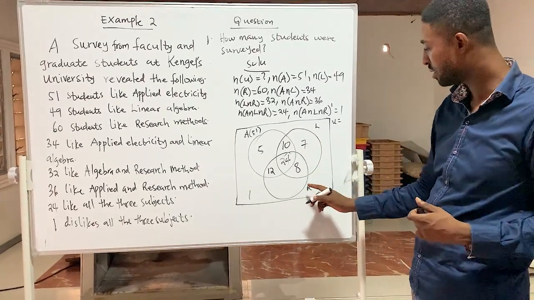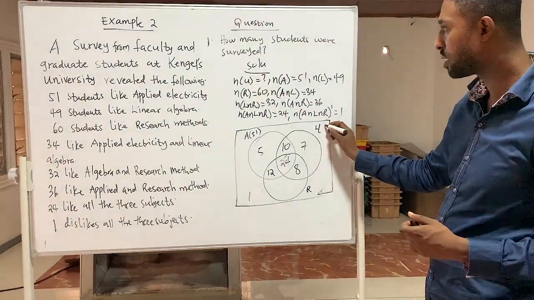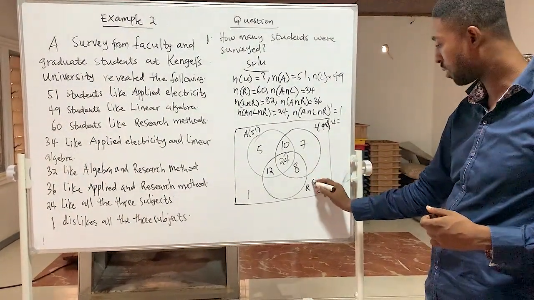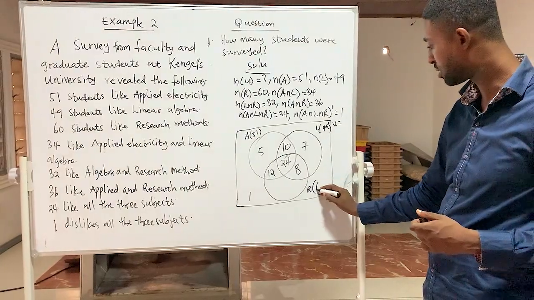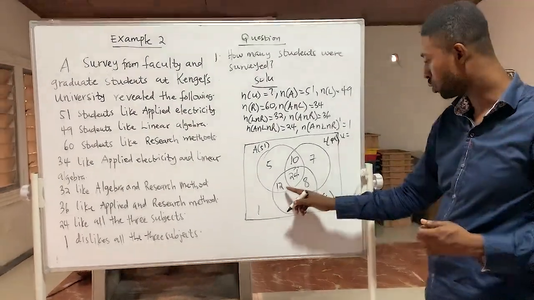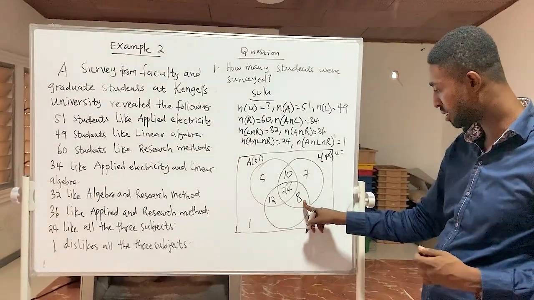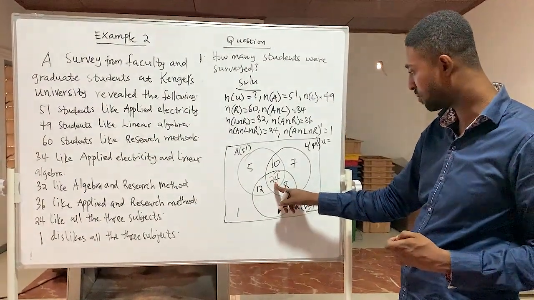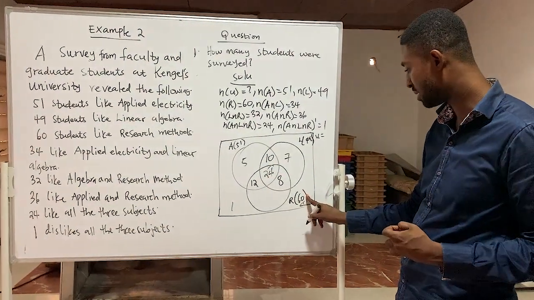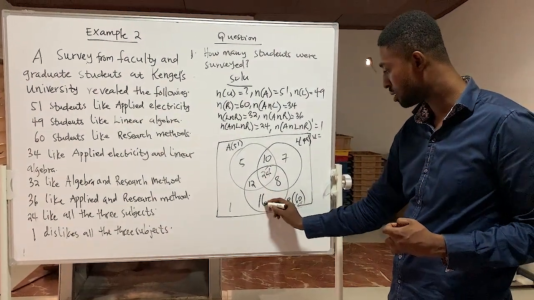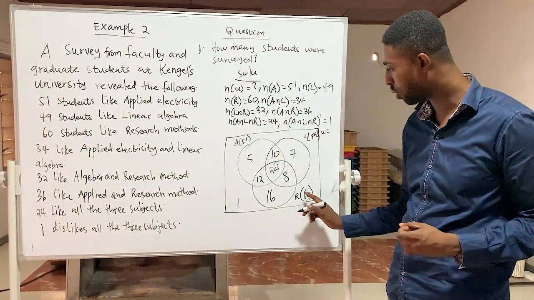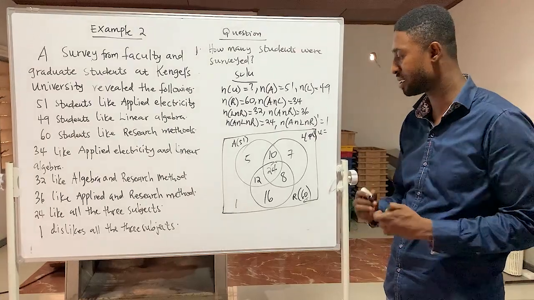Then finally, R is 60. So I need to sum this and subtract from 60. So 12 plus 8 is 20. 20 plus 24 becomes 44. 60 minus 44 becomes 16. So it means that 16 students study only, or like only, research method.